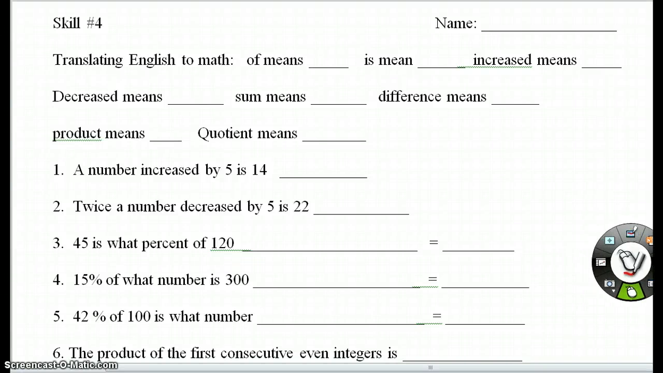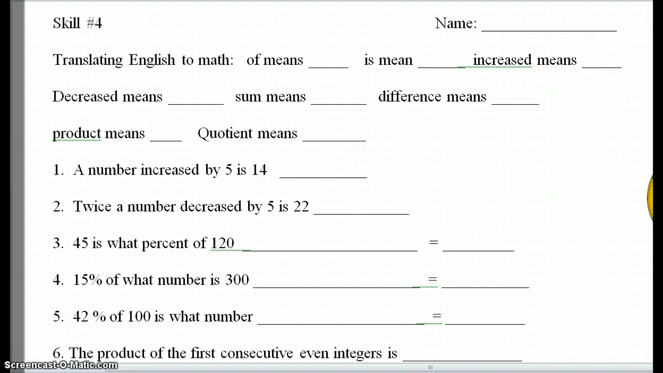Skill 4 has a lot to do with translating English into math. So the notes that I want you to start off with are just some words that I want you to know when you see them, how you translate them to math. So first off, those words are "of." Basically, when you see the word "of," you should know to multiply. Anytime you see the word "is," translate it to equals.